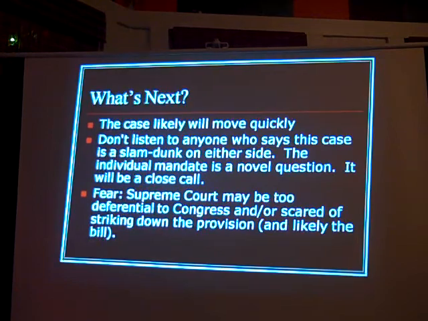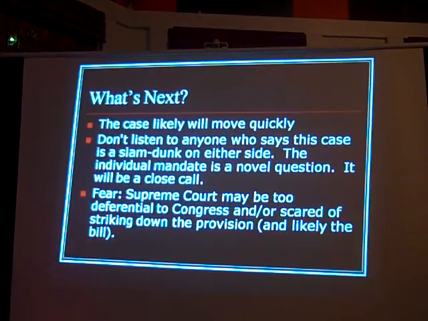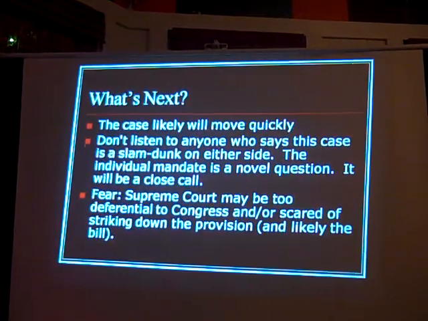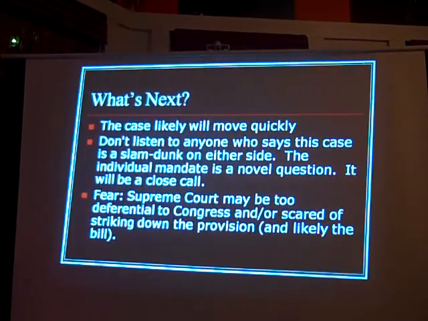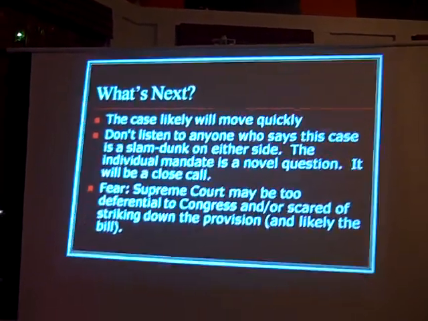Now if it's 5-4, it doesn't mean the side that wins won't bring up the tax argument. They might bring up the tax argument. But it really is going to come down to, in my opinion, the Commerce Clause.